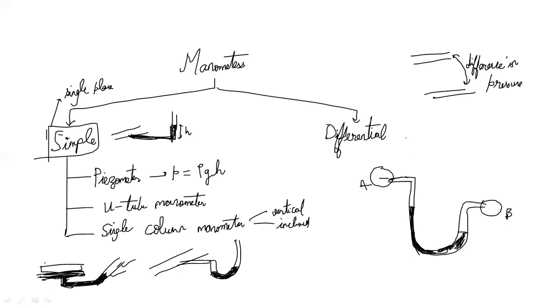Okay, so differential manometer also has two types. One is the U-tube differential manometer, and another one is the inverted U-tube manometer. So in this case, suppose these are the pipelines. So the inverted one would work like this. Okay, the inverted form of U-tube manometer is connected.